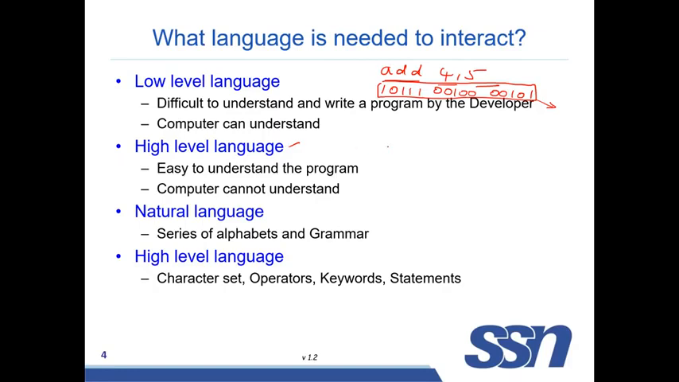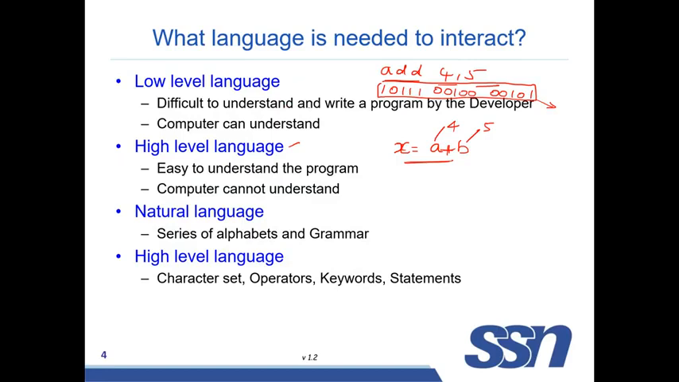In high level language, the same thing can be easily accomplished by x is equal to a plus b, where a holds 4 and b holds the value 5. It's very simple for anyone to understand. So for the programmer also, it is very easy to write an instruction, and easy to understand the program. But the computer cannot understand this. Okay, so let it be this way.